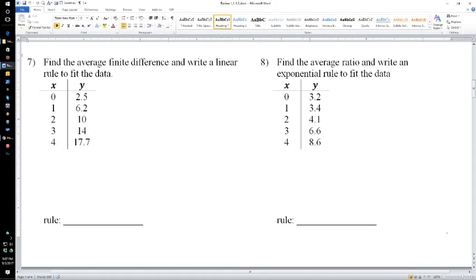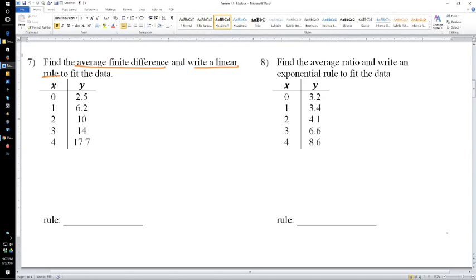Okay, so for number 7, it says find the average finite difference. So we've got to find the average difference and write a linear rule. Here's the deal: if it tells you to write a linear rule, it doesn't matter if the stuff works perfectly or not. You need to subtract your differences and make a rule out of it.